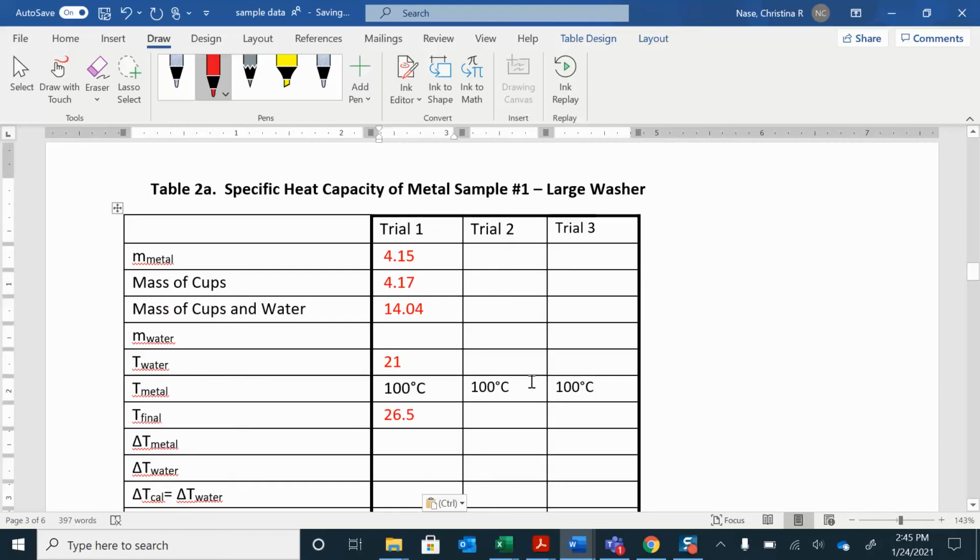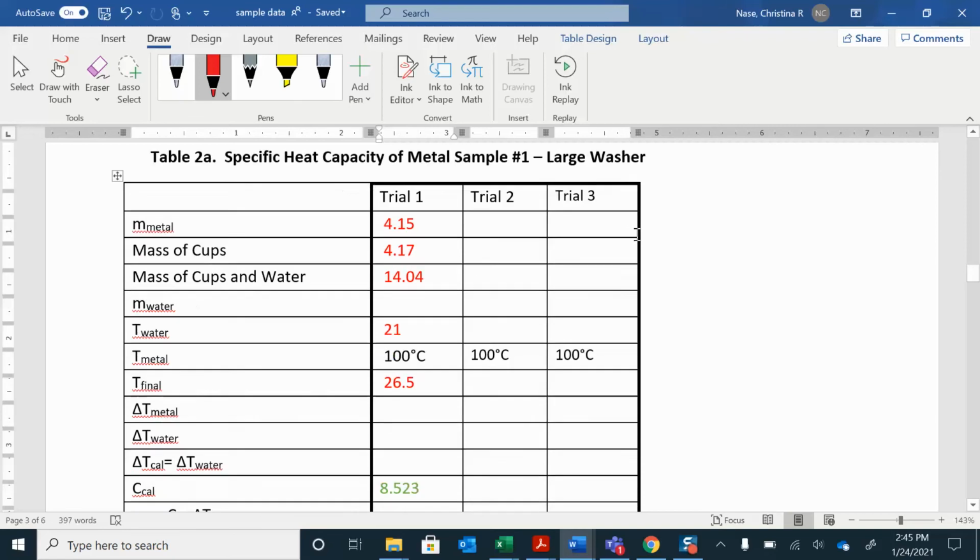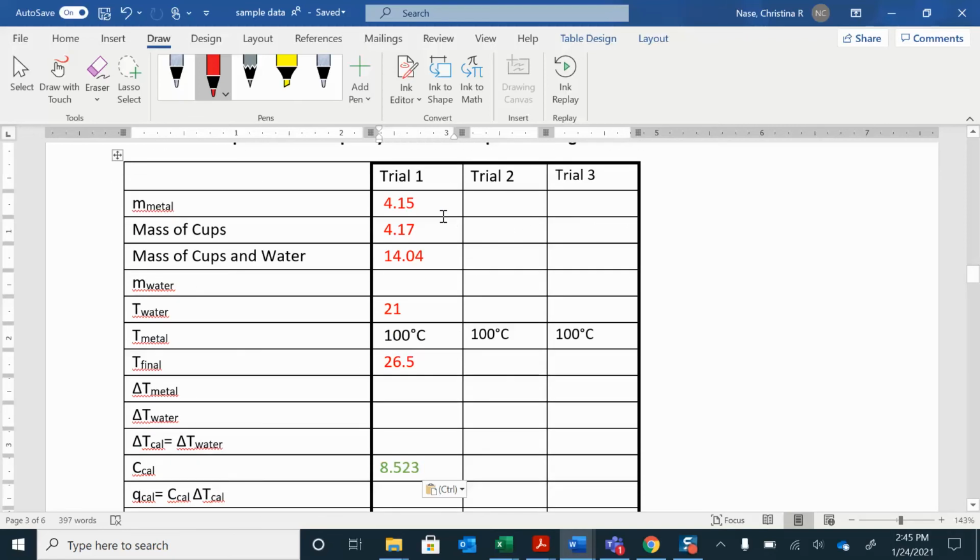Now in the second part, you have a large washer and a small washer. You take the large washer and do 3 trials with it. I'm only going to show you the workup for 1 trial. And then you take the small washer and do the same thing, 3 trials of that. So this is all the data that I collected for this trial.